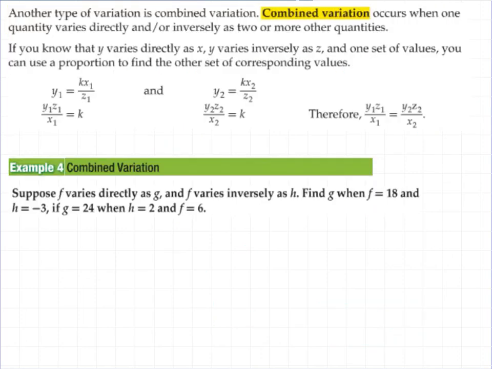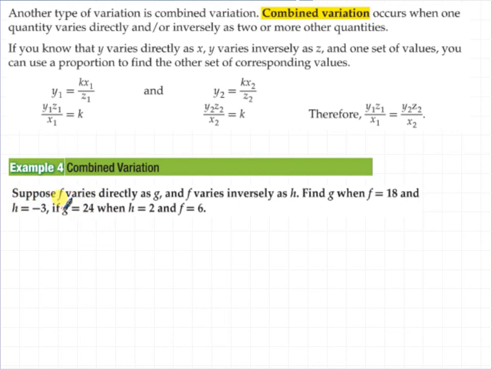As for the last type of variations, the combined variation. A combined variation occurs when one quantity varies directly and or inversely as two or more other quantities. I will just discuss the example, maybe it becomes more clear.